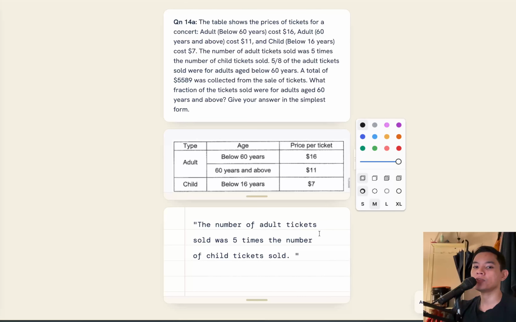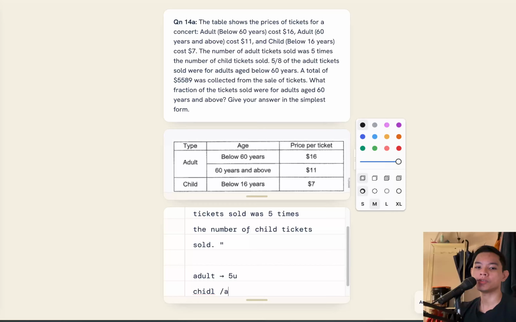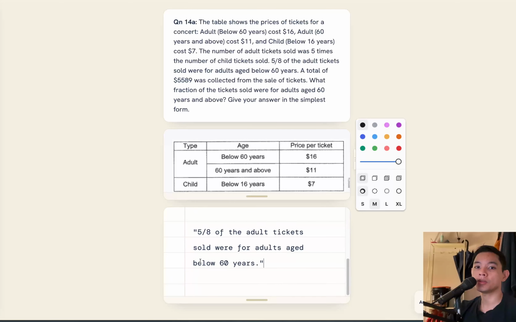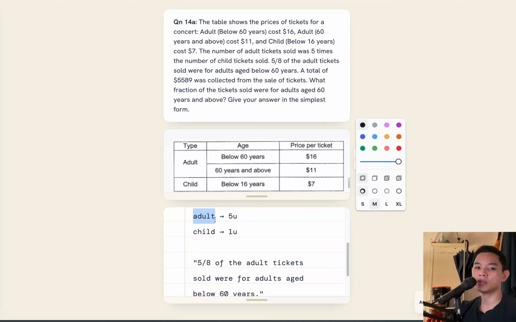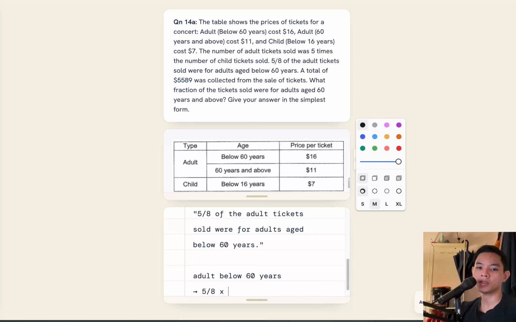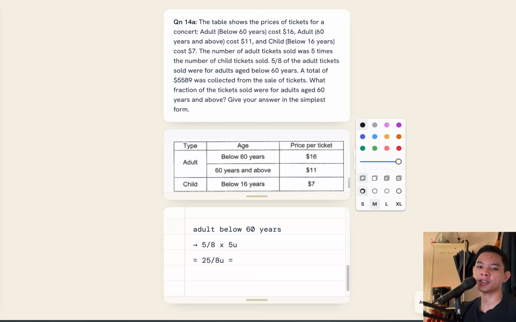So it says here the number of adult tickets sold was 5 times the number of child tickets sold. So that means adult is 5 units and child is 1 unit. Then the next statement, it says 5/8 of the adults were for below 60 years old. So in this case, adult that is below 60 years would then be 5/8 times 5 units. This would then be 25 out of 8 units, or in this case, 3 1/8 units.